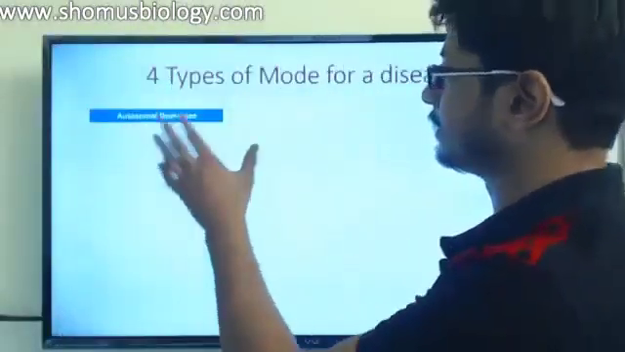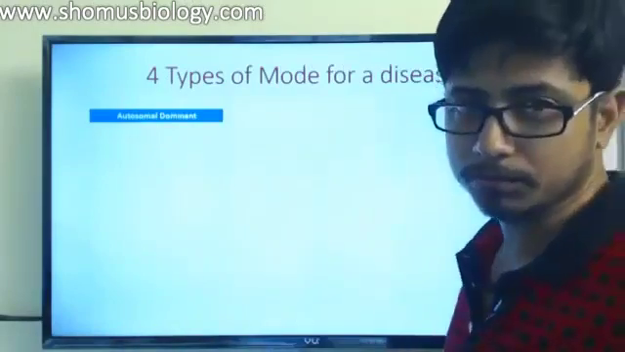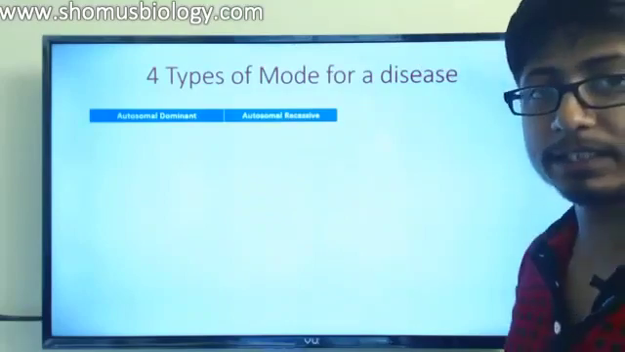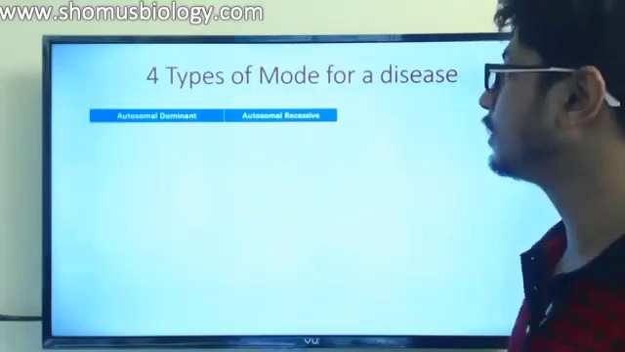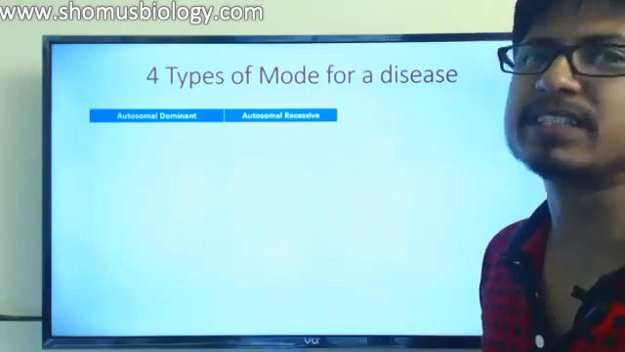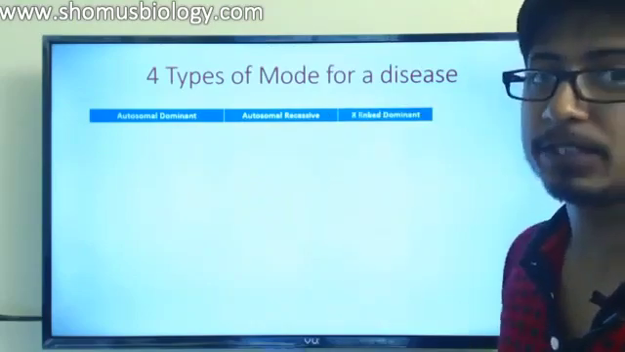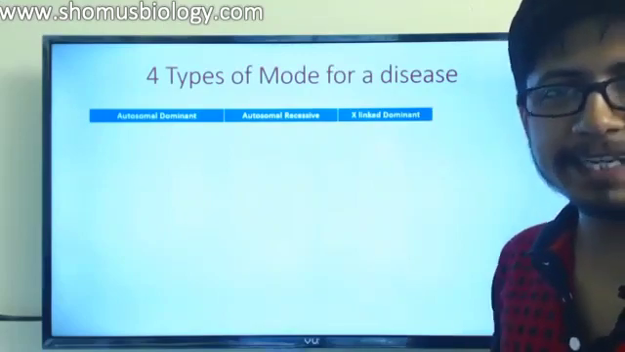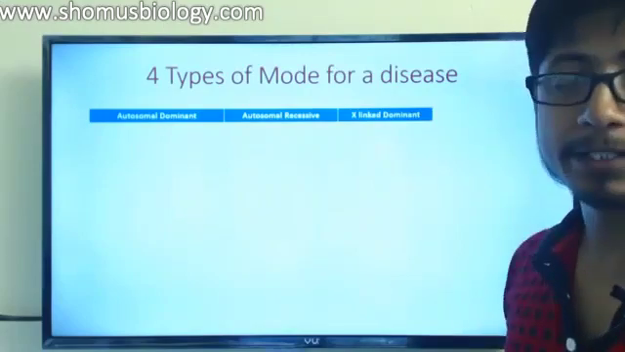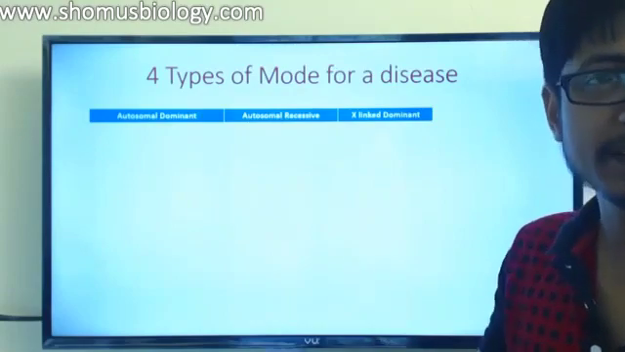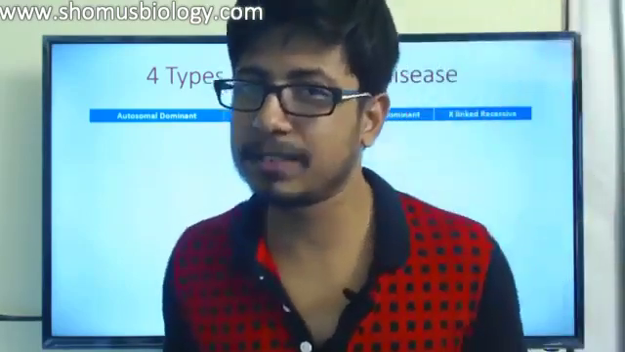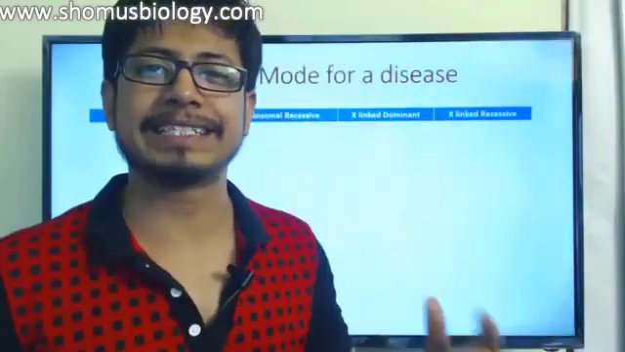One is autosomal dominant. That means the disease gene is present in the autosome and the trait is dominant. Autosomal recessive, where the disease-causing gene is present again in the autosome, but the expression is recessive. That means it skips generation. X-linked dominant, where the disease-causing gene is present in the X chromosome, but it's dominant in nature in terms of expression. And X-linked recessive, where the gene is present also in the X chromosome, but the expression is recessive.